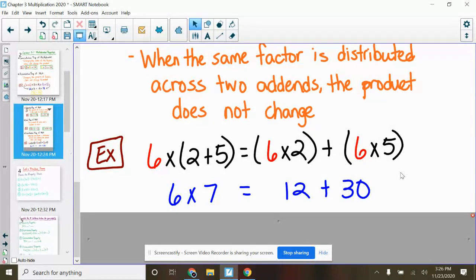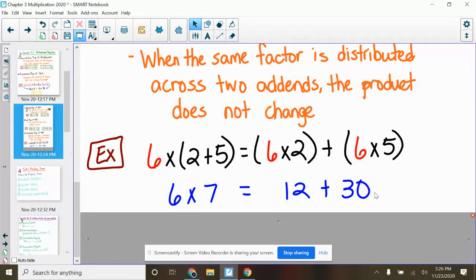So I had 6 times 5. 6 times 5, when I multiply that out, I get 30. Hopefully you're starting to see now why I was saying your multiplication facts and knowing them is really important in this chapter, because we can't multiply big numbers if we can't multiply the small numbers first.